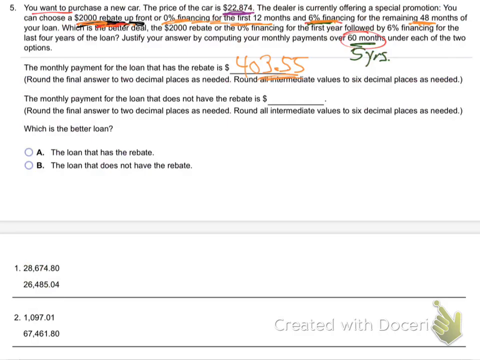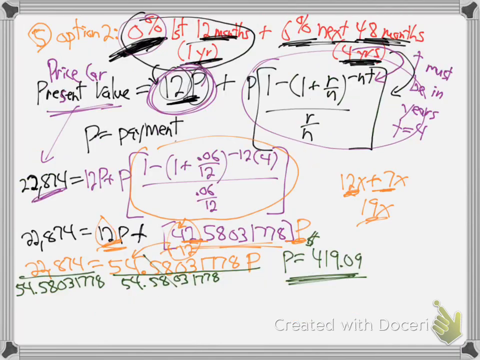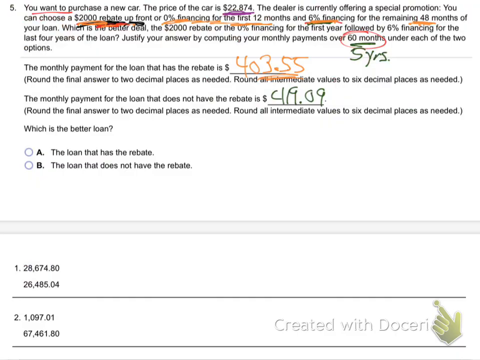All right, let's go back now. So 419.09. So there's the payment for option 2. So which one's a better deal? Clearly option 1, lower payment. The loan that has the rebate is the better deal. Better loan, the rebate loan. There we go.